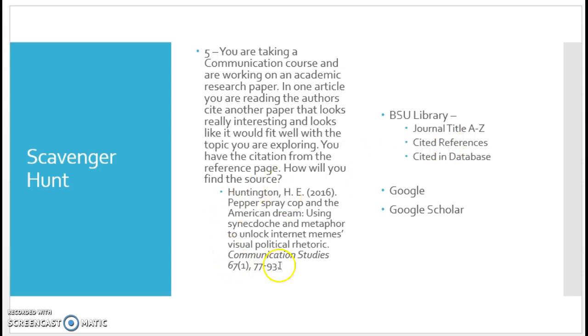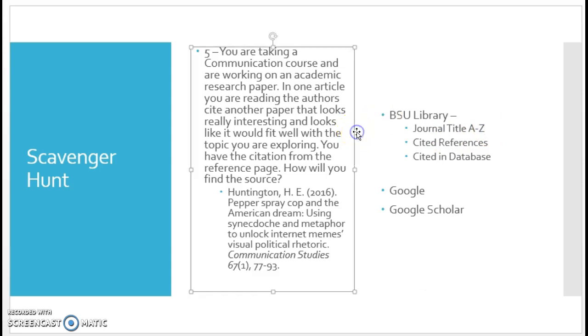As you start to look for your own sources, scholarly sources when you're writing papers, you'll want to mine the sources that other articles are using. So going to the BSU library and looking for the journal and then finding the issue and volume and the year can be a useful way to do that. Probably the fastest way to do that.